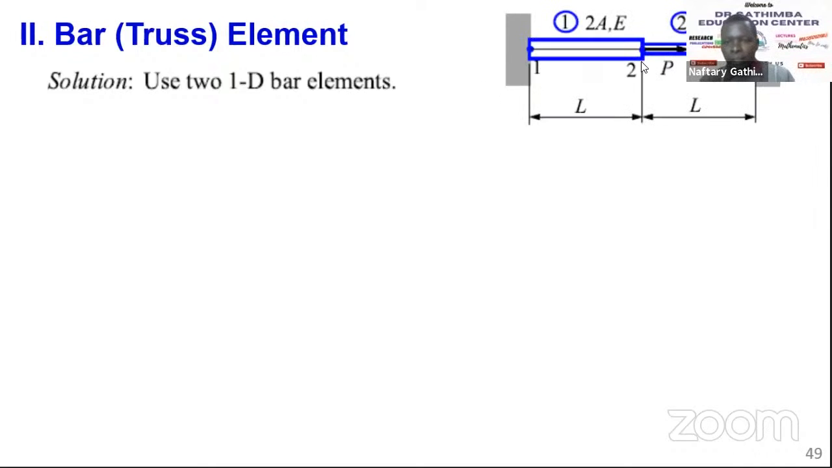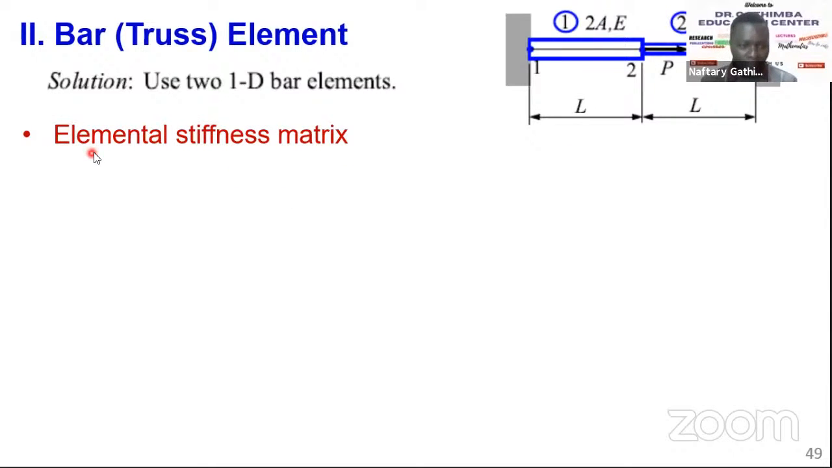So now this is our structure. I have shown the nodes. We have specified nodes 1, 2, 3, and the bars or elements 1 and 2. As you can see, the cross-sectional area of element 1 is twice that of element 2. They have the same modulus of elasticity.